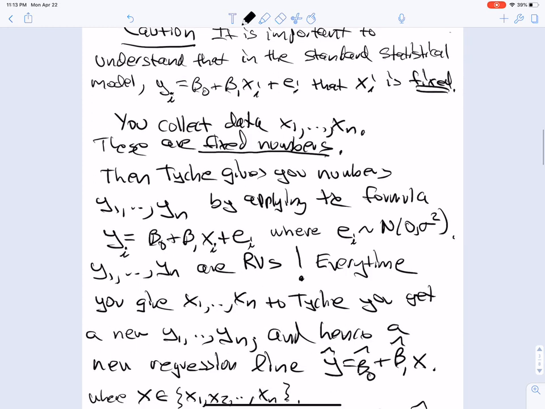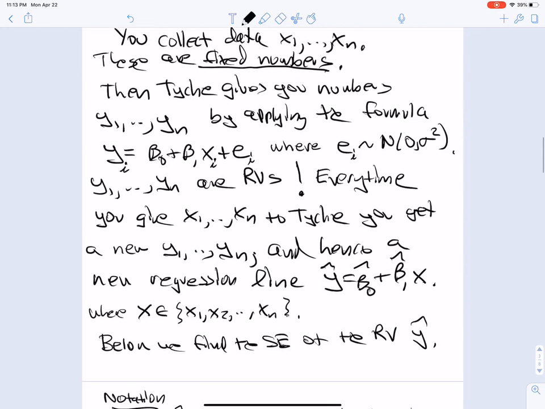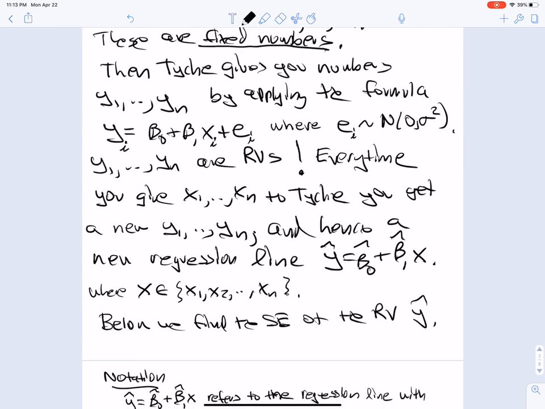Then Tyche gives you numbers y1 to yn by applying the formula yi is beta 0 plus beta 1 xi plus ei, where ei is normally distributed 0, sigma squared. So the y1 to yn are random variables. Every time you give Tyche x1 to xn, it'll give you out another y1 to yn. And so every time, given you x1 to xn, you get a different regression line. Okay, and we're going to find the SE of that regression line.